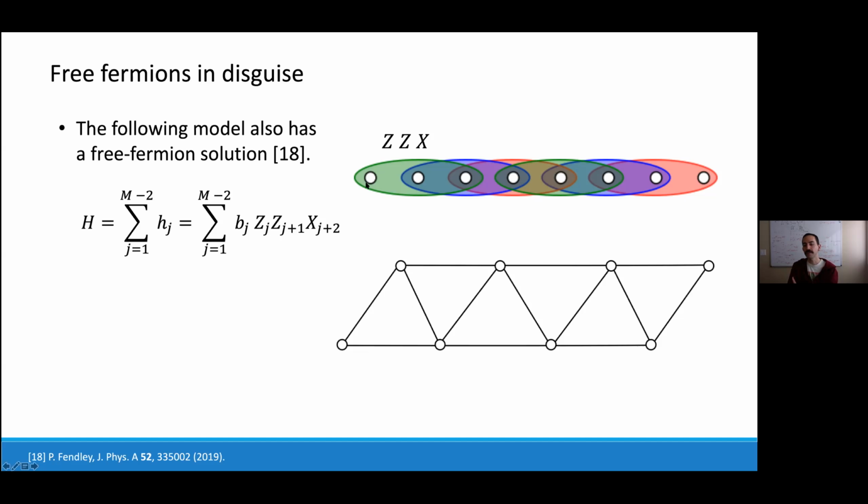And these terms don't commute with each other. If I write the frustration graph, then it has this structure. This is just what it looks like for this example. And so Fendley solved this model, and he solved it by mapping it to free fermions. But if you look, this is one of the forbidden subgraphs that I described. Okay, so this is not actually a line graph.